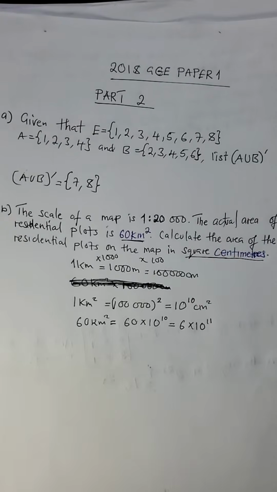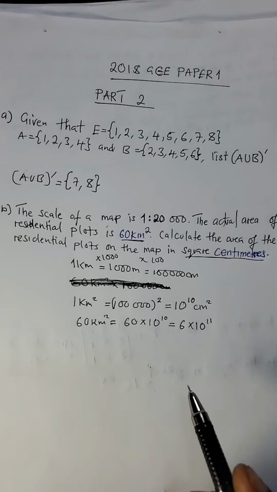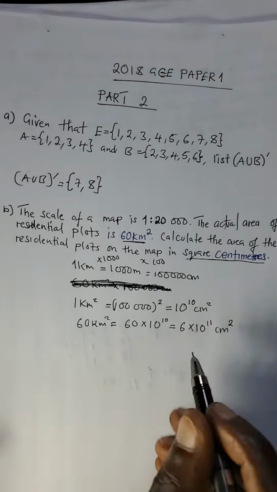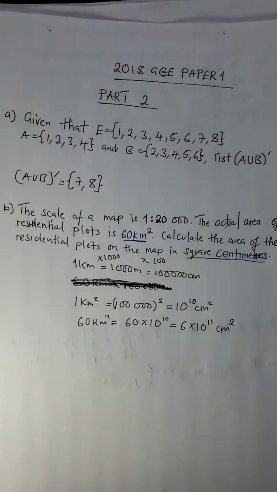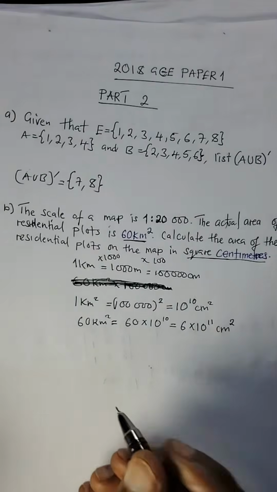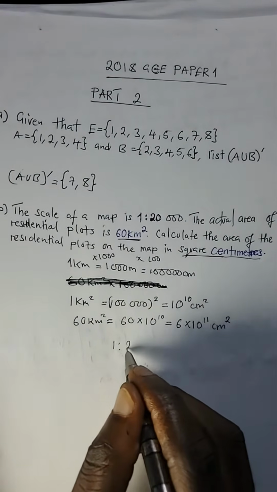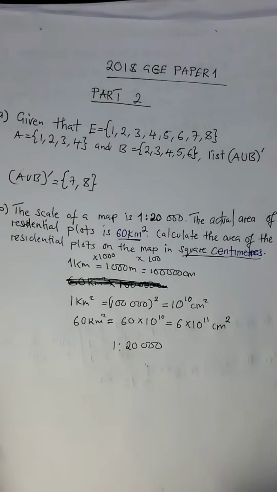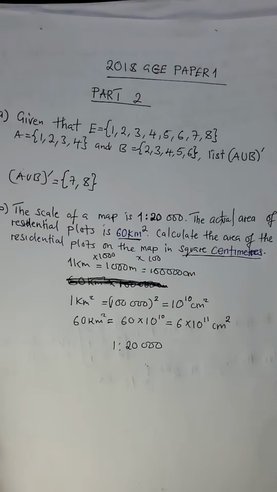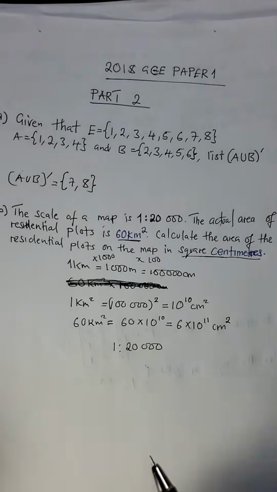Okay, so after converting this, so this is now in square centimeters. After converting this, you're going to apply now the area scale ratio. Okay, so this is 1 to 20,000. This is what we're given. Which means 1 centimeter is 20,000 centimeters on the map. Okay, so we're going to square this.